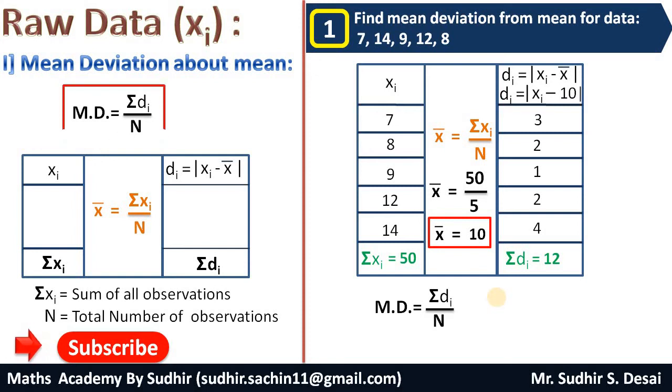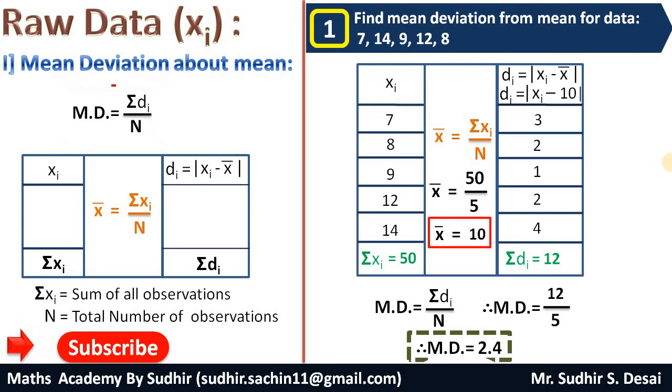These are the steps for writing any formula of statistics. So mean deviation is equal to, now here summation di is 12 divided by n, the total number of observations, which are 5. So 12 divided by 5 is 2.4. So friends, this is the required mean deviation from mean for the given data, which is a very simple example to calculate and which will give you 4 marks easily.